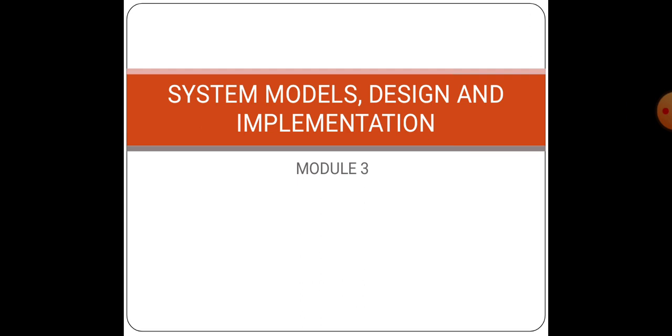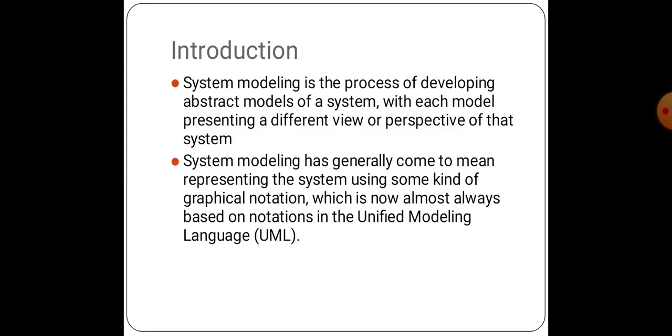Module 3 of the software engineering subject. In this module we are discussing two chapters: system models, and design and implementation. These are the two chapters under module 3. Already we started with the introduction.